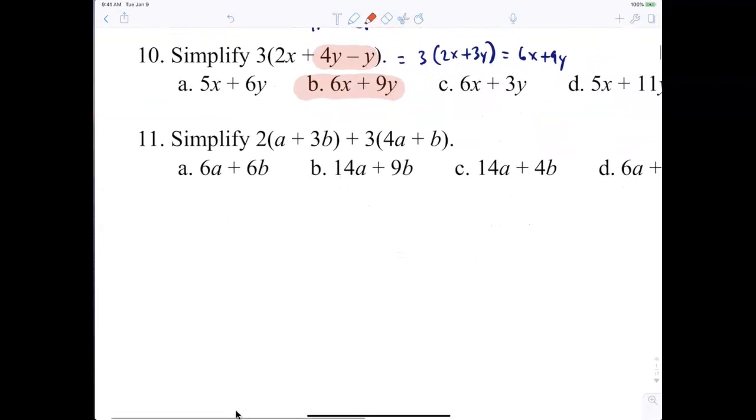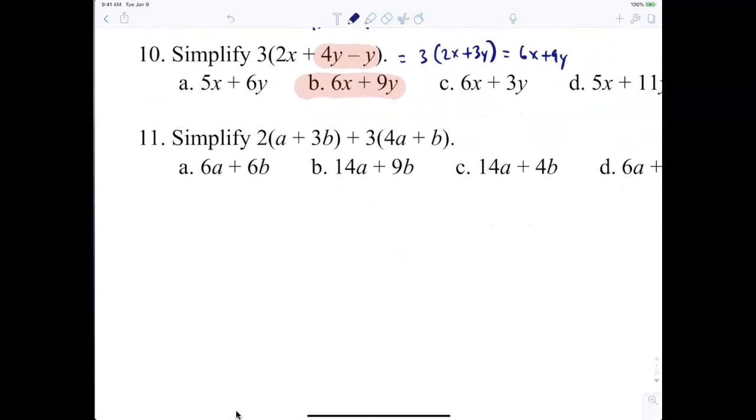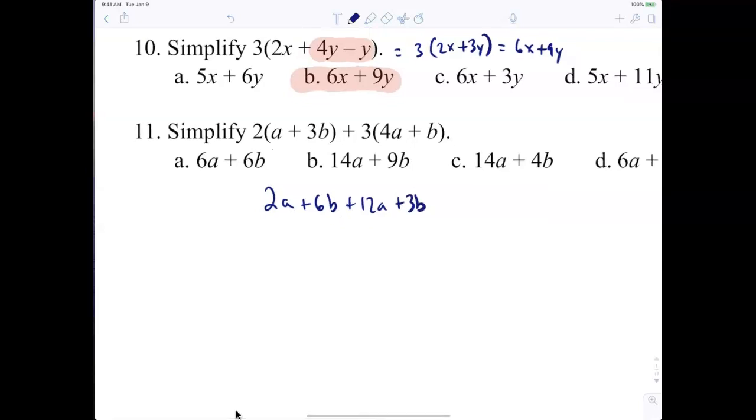Alright, now look at number 11. Using the distributive property, 2a plus 6b plus 12a plus 3b. Combining like terms, 2a and 12a is 14a, 6b and 3b, which is 9b. So 14a plus 9b.